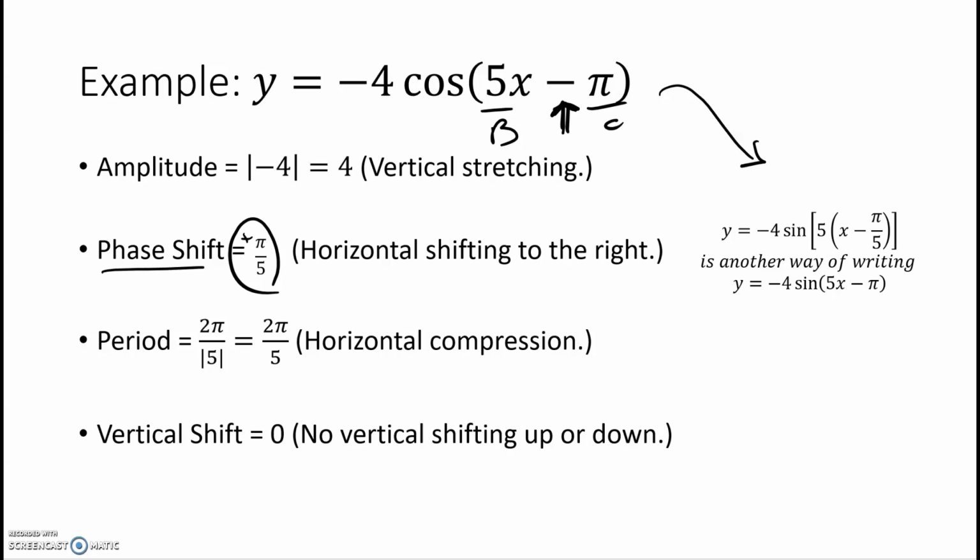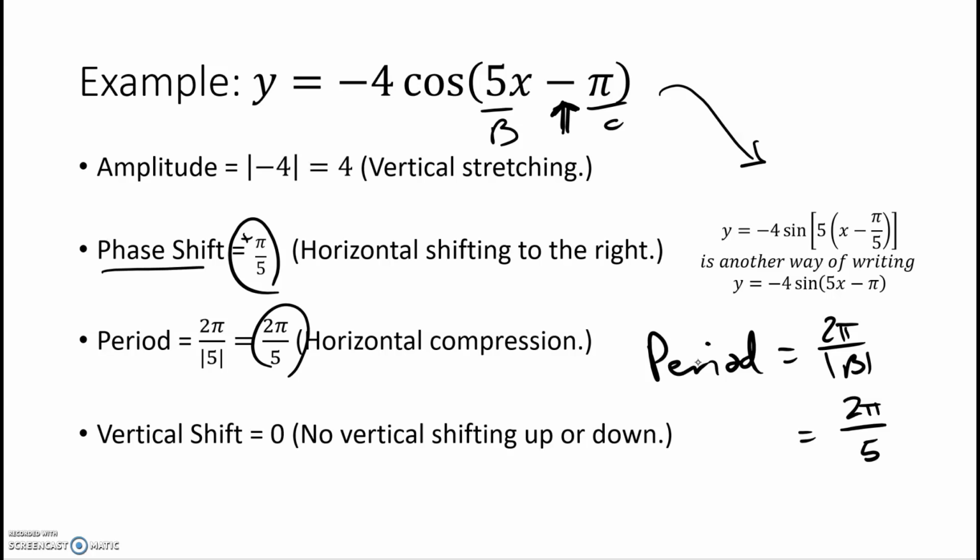Okay, this is part 3 of section 8.1, and we are looking for the period. We already said that b is 5, so the period is 2 pi over the absolute value of b. Well, we're dealing with a positive number, so that absolute value doesn't really do anything. So it's going to be 2 pi over 5, and that will be our period.